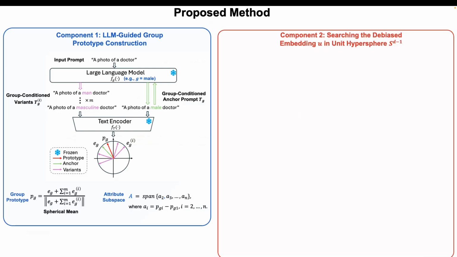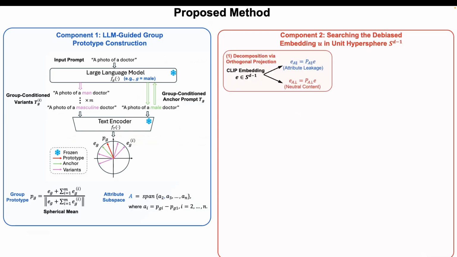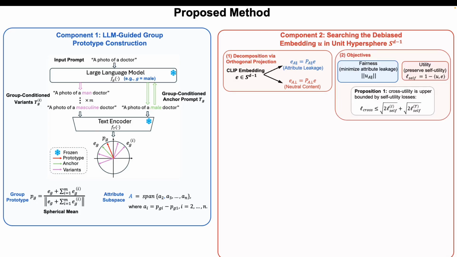For component 2, we search for the debiased embedding u in the unit hypersphere that the embeddings live in for visual language models. First, we have an orthogonal decomposition. For any embedding in the Euclidean cross-modal space, we can decompose it with respect to the attribute subspace A into the component that is parallel to it and the component orthogonal to it. And then we can define our objectives.